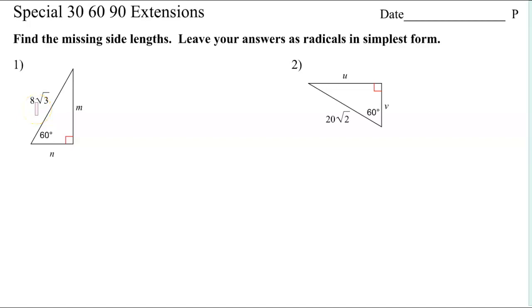Hello geometry students. Today's learning target is to solve special 30, 60, 90 triangles that are non-routine problems. If you look at problem number 1, we have the hypotenuse is 8 square root of 3.